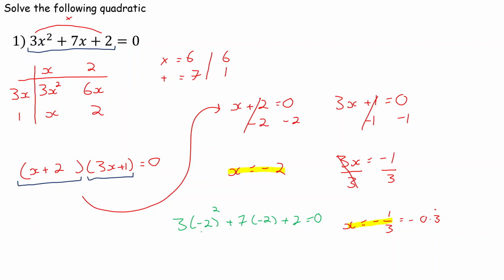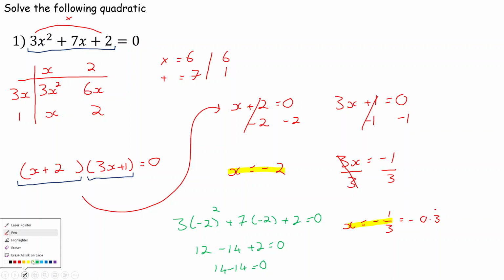So minus 2 squared gives you positive 4. 3 times 4 gives you 12. 7 times negative 2 gives you minus 14. And then if you go and add 2, hopefully that equals 0. 12 add 2 is 14. Take away 14, it gives you 0. So your solutions, and it's the same with minus 1 over 3, if you put it back into the quadratic, it should be equal to 0, because that's what you're doing when you're solving this, okay?